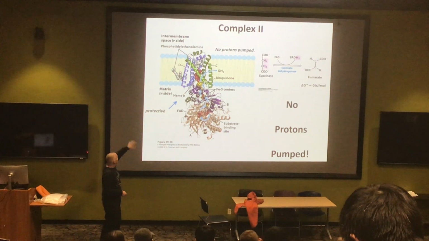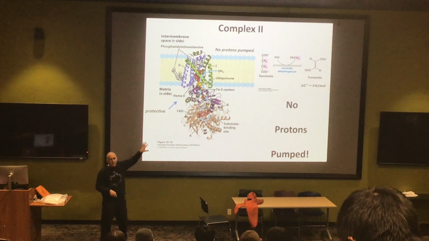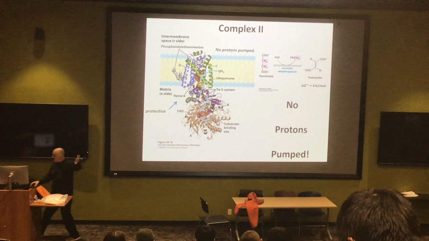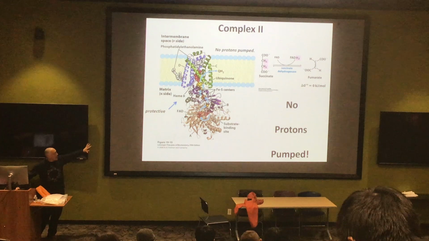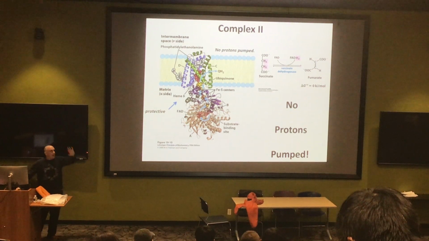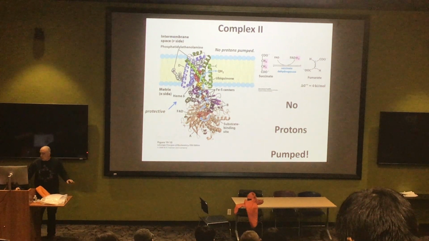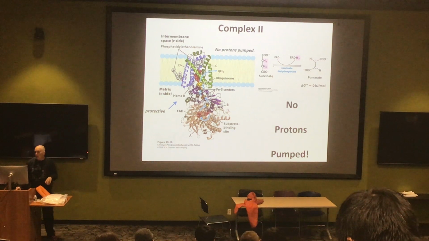The difference is that this is not a proton pump, right? It is just an enzyme we've seen before in the citric acid cycle. So it was found hanging around, and they named it complex 2. It is not in the electron transport chain directly. It's like a side branch, if you will.